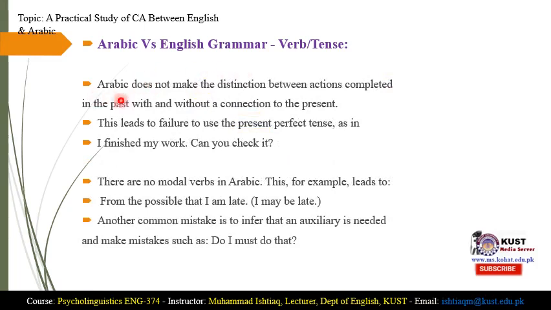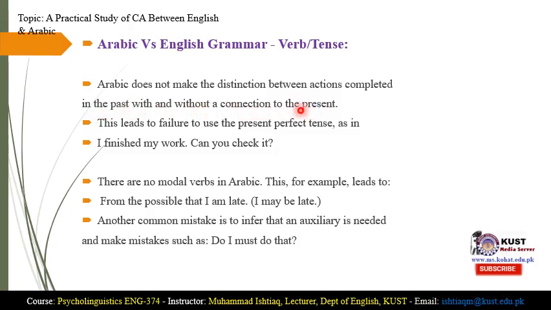Arabic versus English grammar. Arabic does not make the distinction between actions completed in the past and those with a connection to the present. In English we have two types of completed action. An action completed in the past is reflected in the simple past tense.